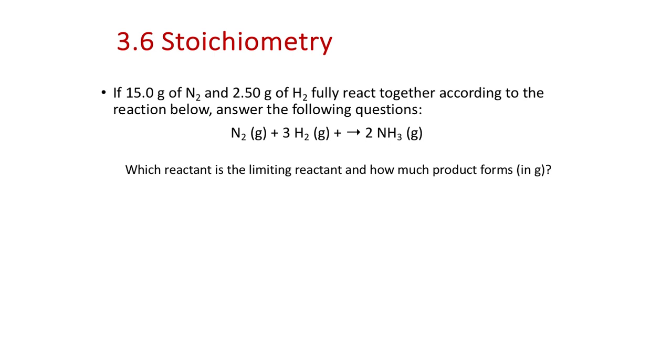So it's kind of a two-part question: which reactant is the limiting reactant versus which one's the excess reactant. We have to determine that first, and then we also have to figure out how much of the product NH3 forms in grams during this reaction.